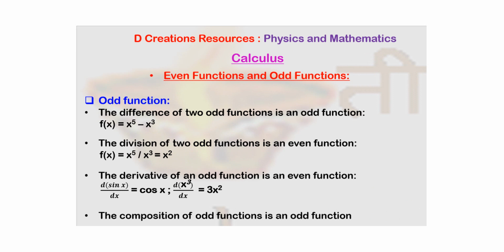Now again, the interesting part is about derivatives of an odd function. Sine x, we've already seen, is an odd function, and if you take the derivative of sine of x, it will give you cos of x. While if you take the derivative of an odd function like x cube, it will give you 3x square, which is an even function. So the derivative of an odd function is an even function.